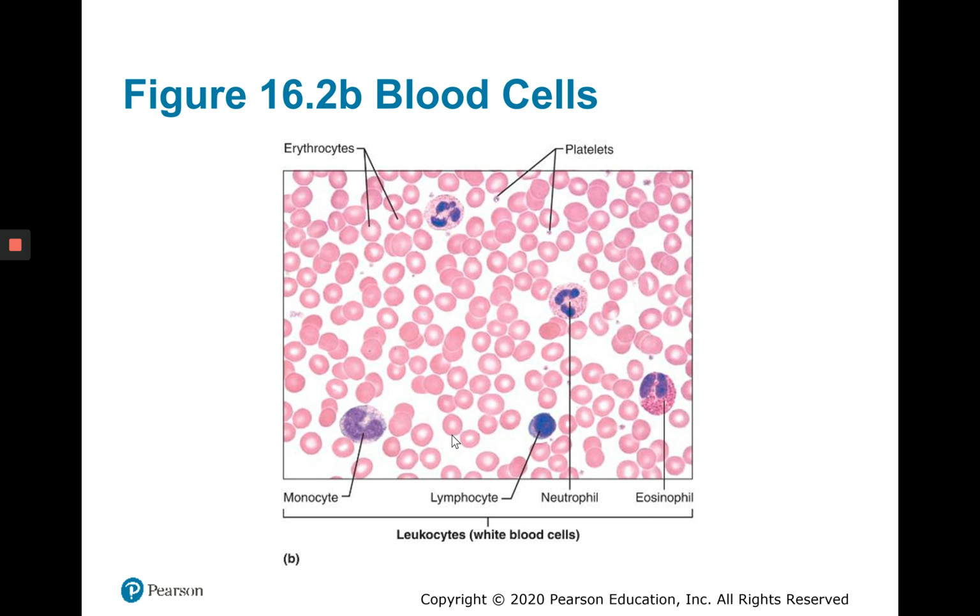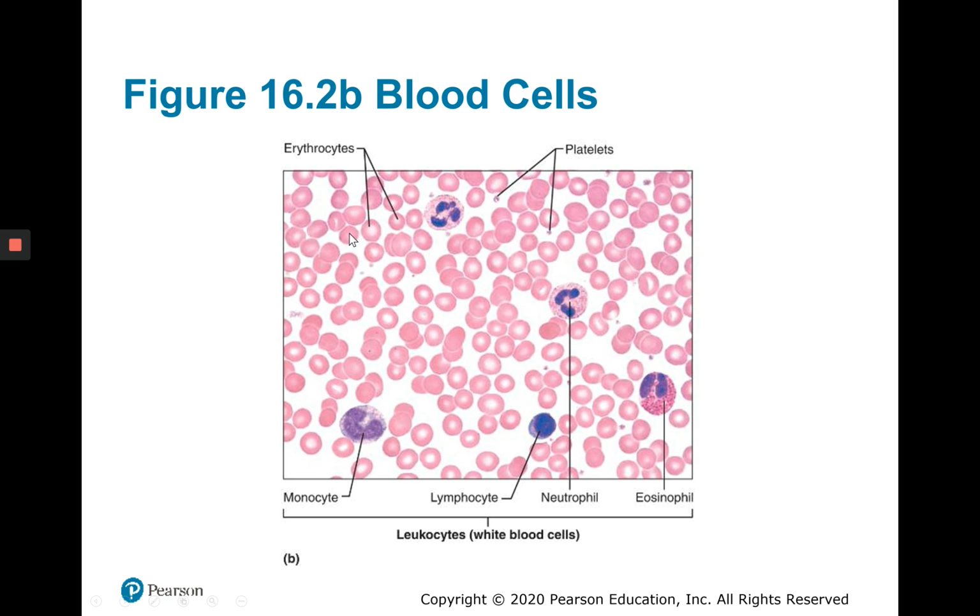So we see here a couple of different white blood cells, including monocytes, lymphocytes, neutrophils, and eosinophils. The other white blood cell in this image that is not labeled up here is also a neutrophil. Neutrophils are the most abundant white blood cell found in blood. And then we have these kind of donut or dish-shaped red pink cells.